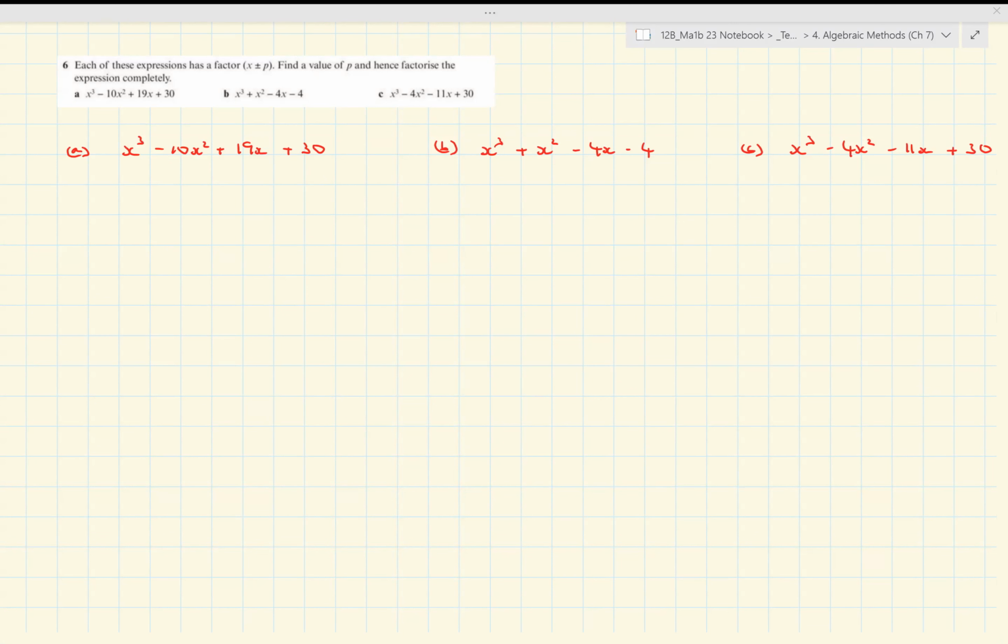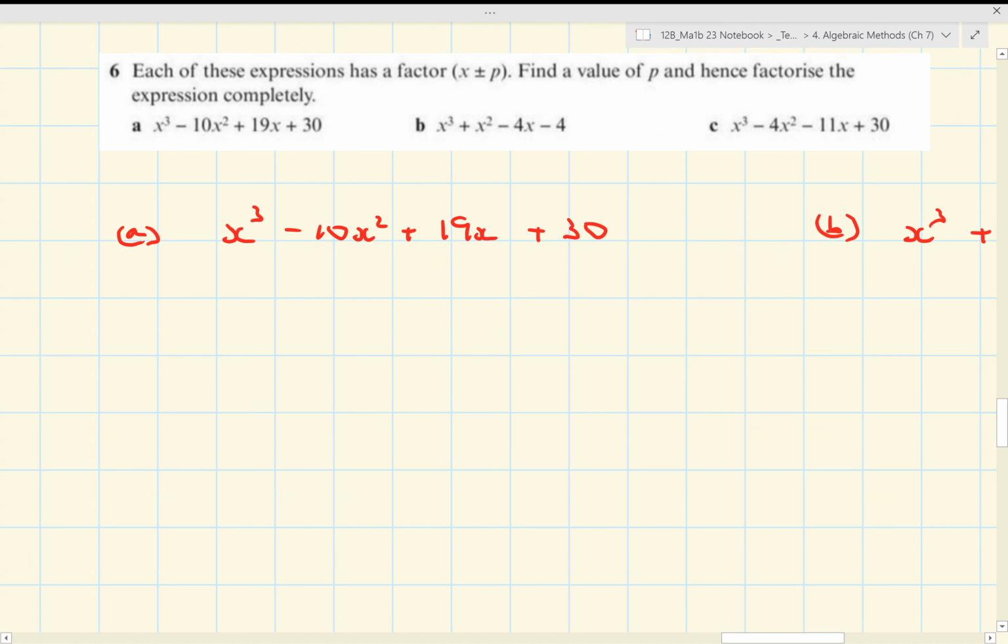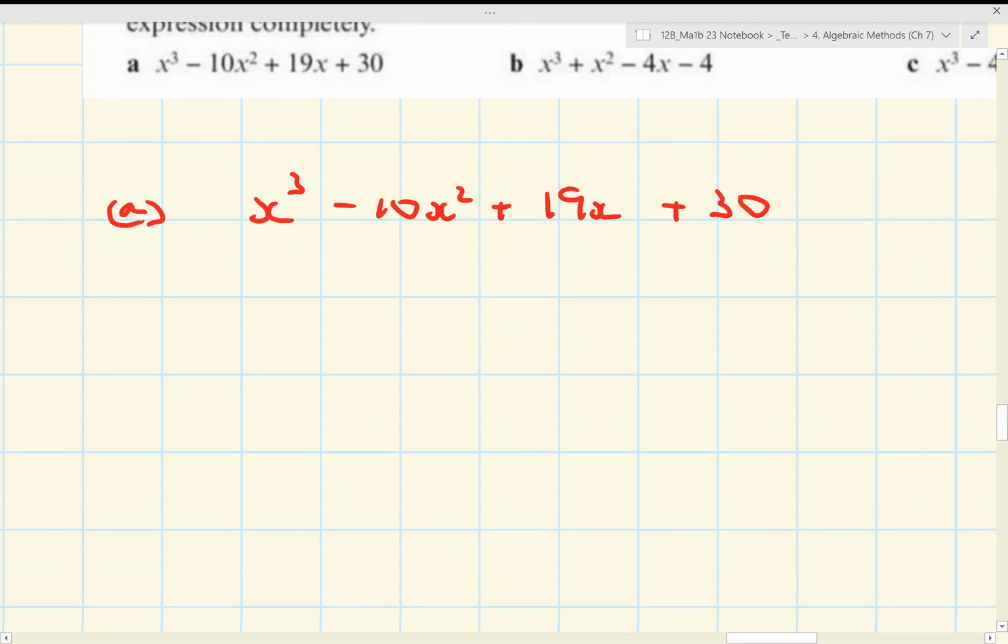Question 6. Each of these expressions has a factor. Find a value of p, and hence factorize the expression. Let's have a look at this first one. What we're doing is looking for a value of x which will make f of x equal 0. Let's try x is 1 first.